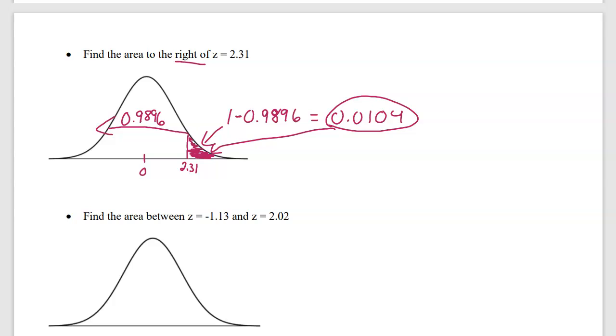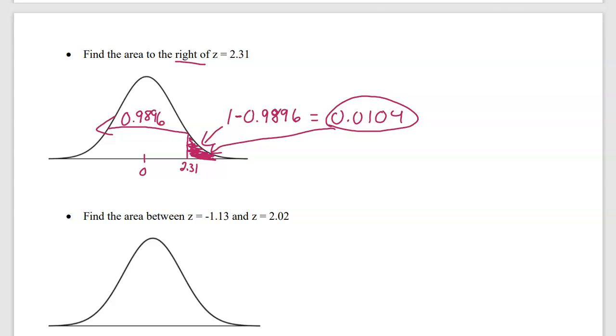of 2.31. Which, if you think about it, you shaded this little bitty part. You didn't shade the big part. So you don't want to leave it at 0.98. And that's another reason why we want to make sure that we color in these curves or shade in these curves to kind of help us with this. Okay?